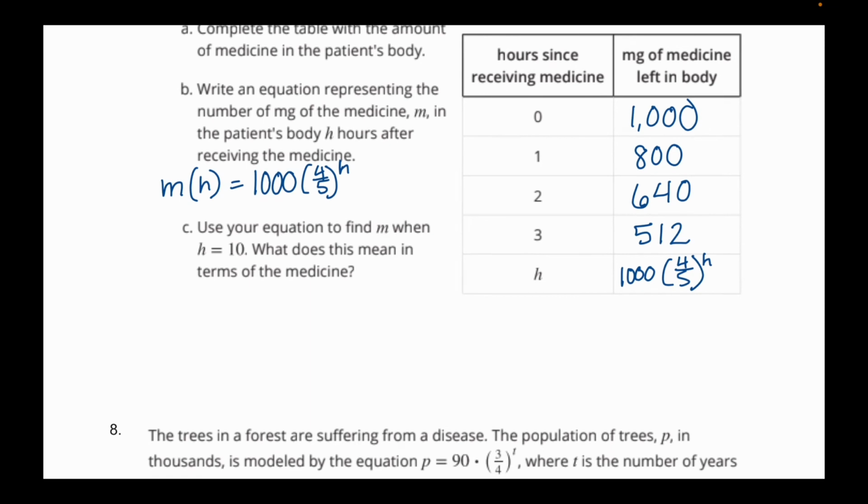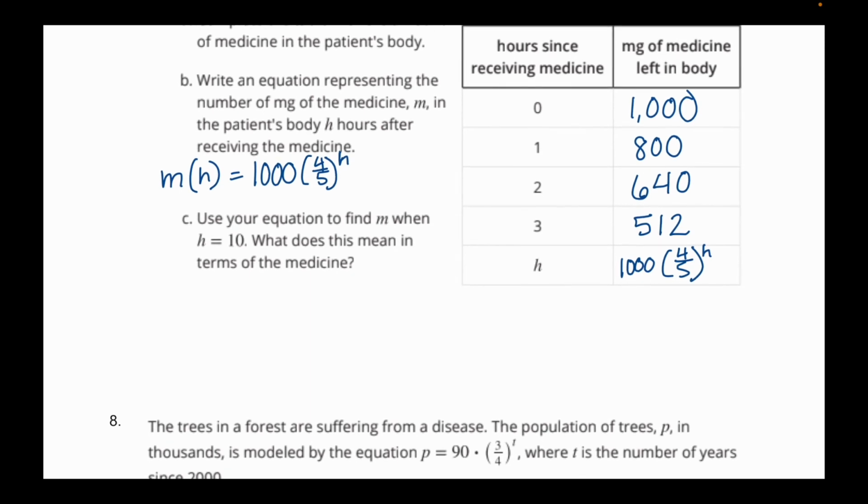And my equation tells me that the medicine after 10 hours is, and I am going to round this a little bit, but it is 107 point, I'll go with 37. I like to go 2 digits after the decimal place, and we'll say milligrams.